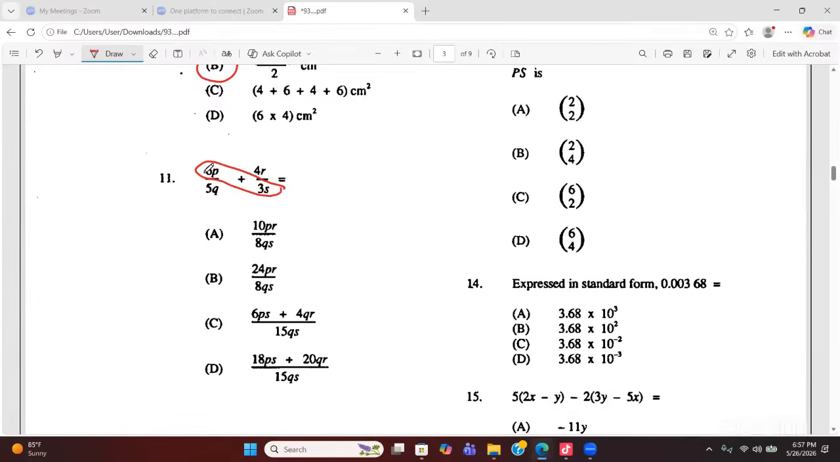So when you multiply 6p times 3s, you're going to get 18ps. And then you're going to multiply like this. We say butterfly because we're going to draw a butterfly here. All right. So you multiply your 5q times your 4r, which will give you 20qr. And to top it off, you multiply these two bottom numbers, and that's how you get the butterfly. 5q and 3s will give you 15qs, and we'll look if we see that it's at D.